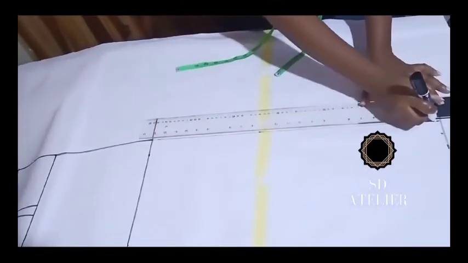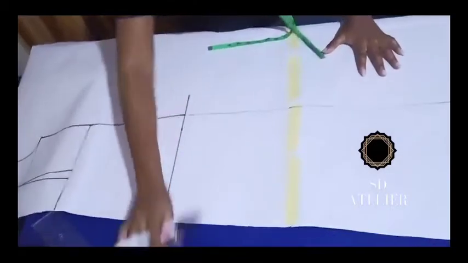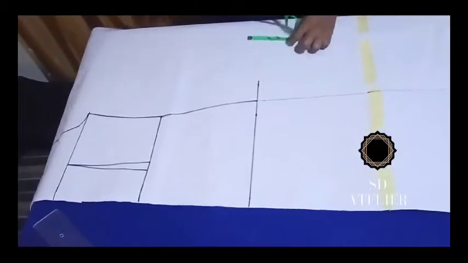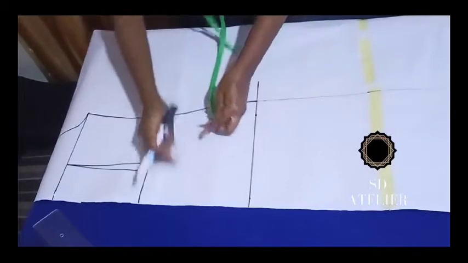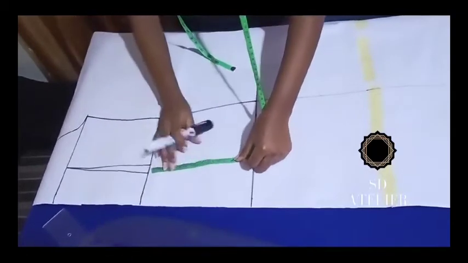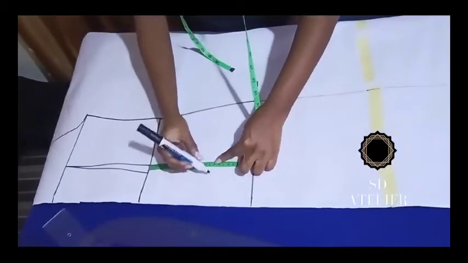So I'll just connect. Now moving to the dart, I want to hold that at the back, so I'll just extend the dart leg by 13 cm, that's about 5 inches.